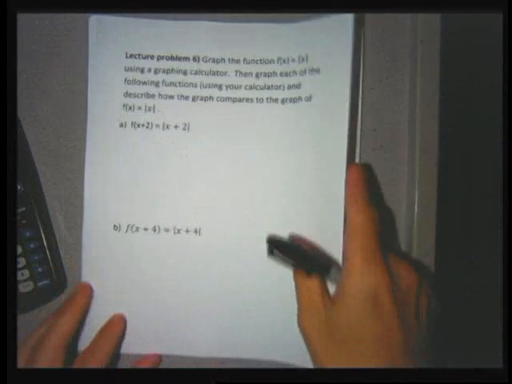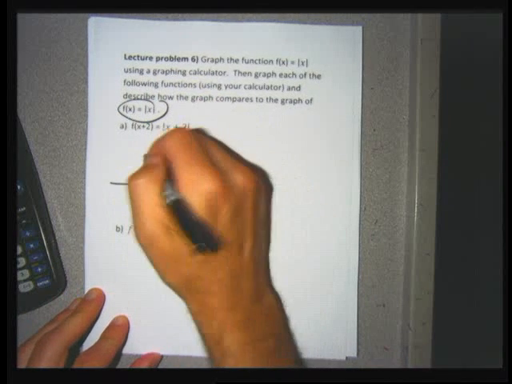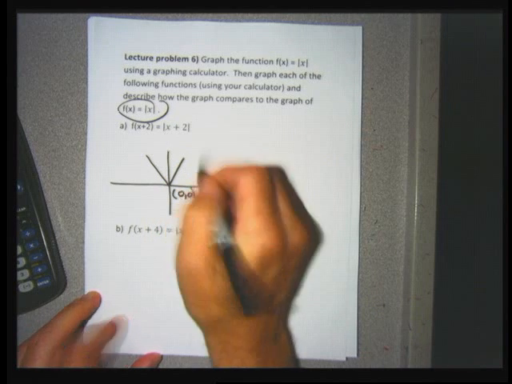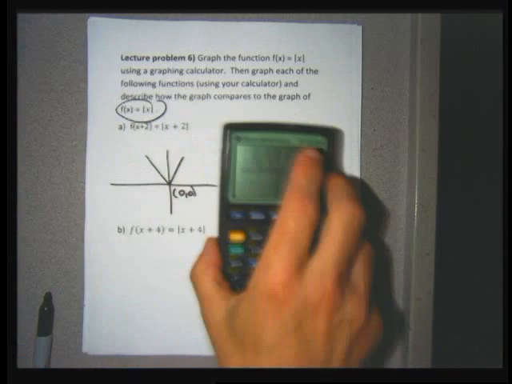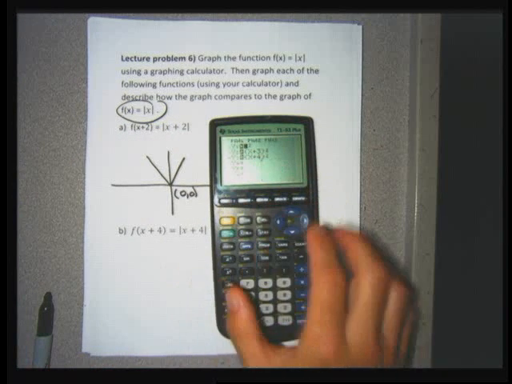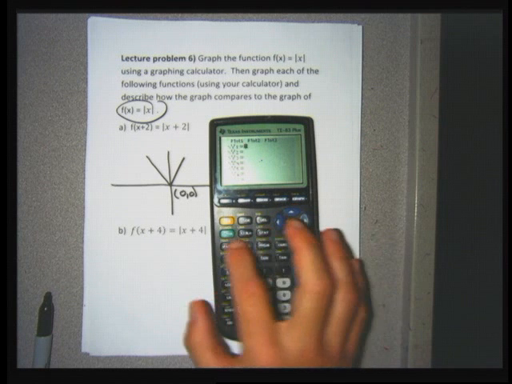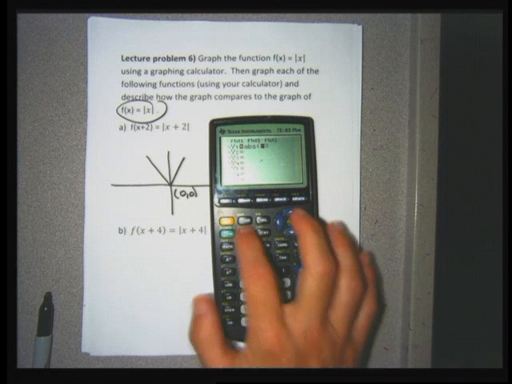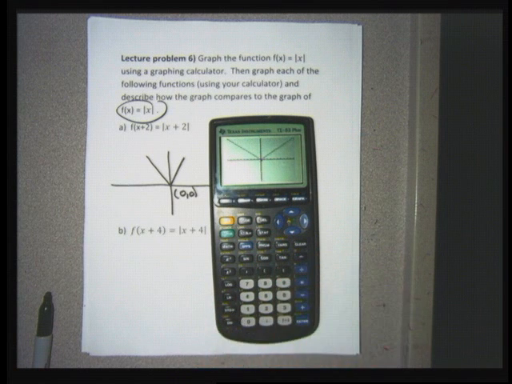Works the same with absolute values. The absolute value of x function is just this generic V shape with its point at the origin. The absolute value of x plus 2 is going to be a generic V shape as well. Let me just graph both of these. I'll clear this junk that's in there. So to do the absolute value, you hit your math key and then number and then absolute value, or ABS. So the absolute value of x is still just the generic V.